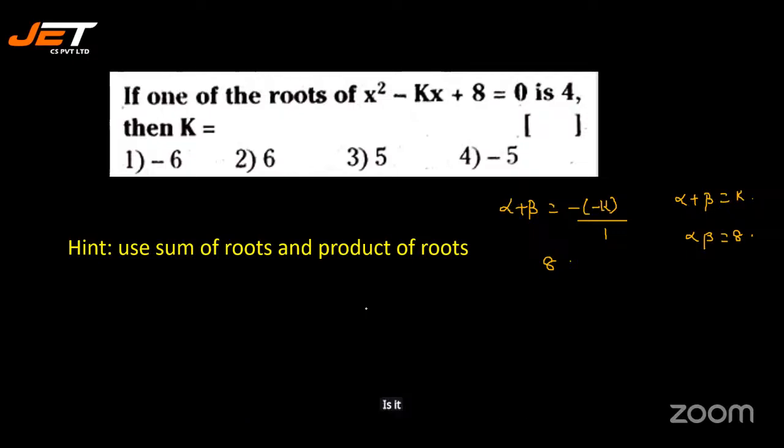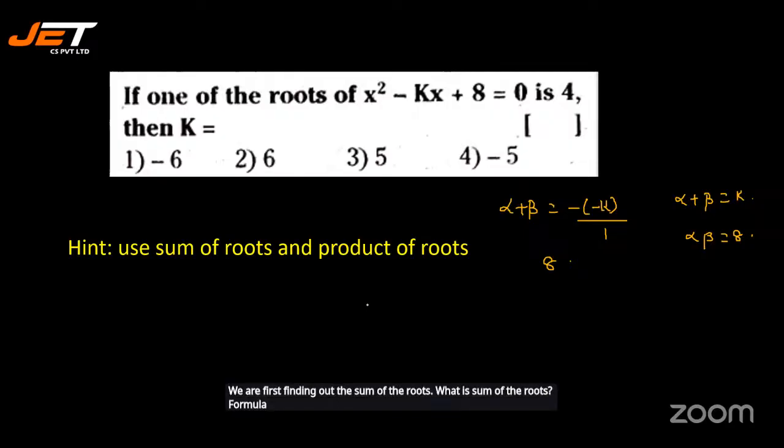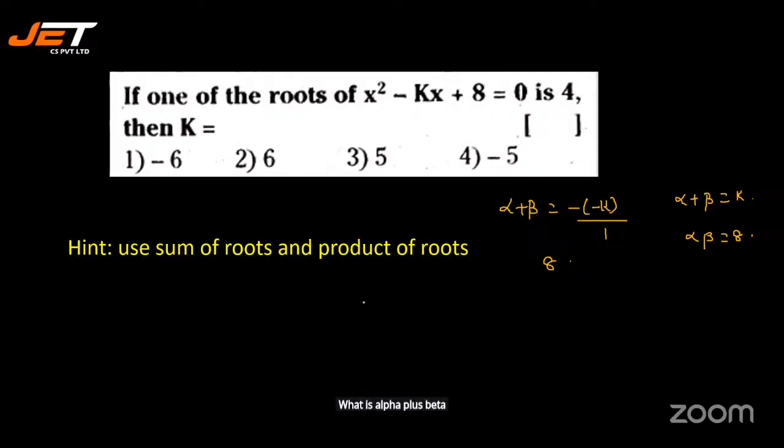Is it clear, students? If one of the roots of x square minus kx plus 8, which means we are first finding out the sum of the roots. What is the sum of the roots formula? Alpha plus beta. What is alpha plus beta? Minus b by a. What is minus b by a? Already you have minus k. So minus of minus k will become plus k by coefficient of x square, which is 1. So k by 1 is k. All right. And what is alpha beta? What is the product? It is c by a. That is 8 by 1, 8.